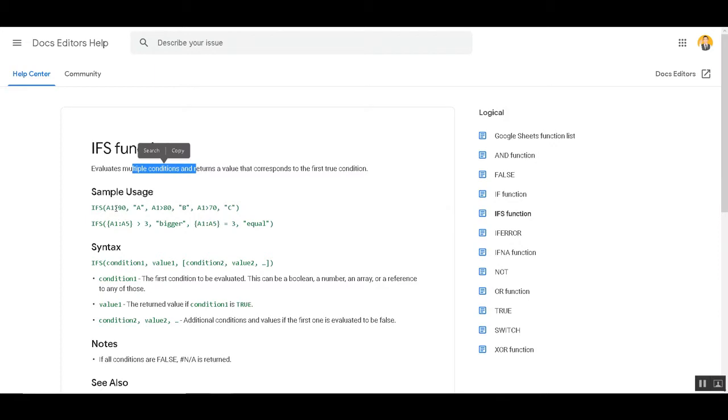That means if any of these conditions meets the cell that you are trying to measure, it will return the value that is equal to the calculation that you set. So as you can see, if there's condition 1, it will give a value 1. If there's condition 2, it will give you a value 2.